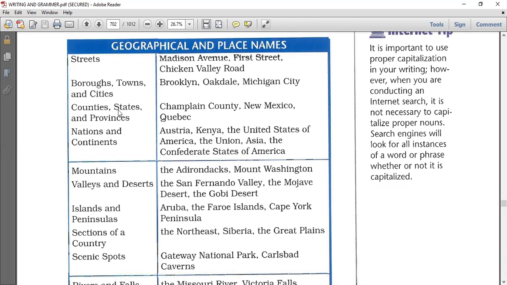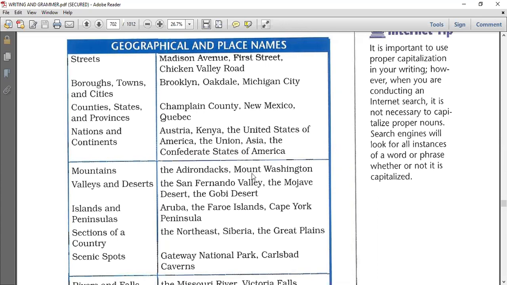Counties, this is in America. States and provinces, okay. Counties like Champlain County, the letter C. New Mexico, this is a state. And Quebec, this is a province in Canada. Nations and continents. Austria, a nation, a country. Kenya, the United States of America. The Union, Asia, the Confederate States of America, and so on.